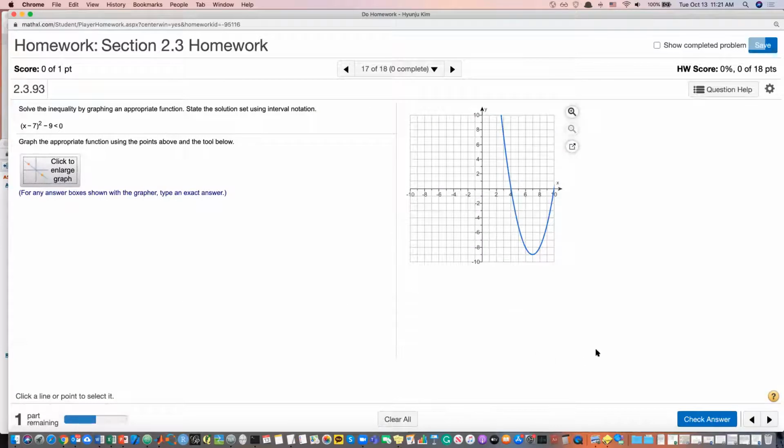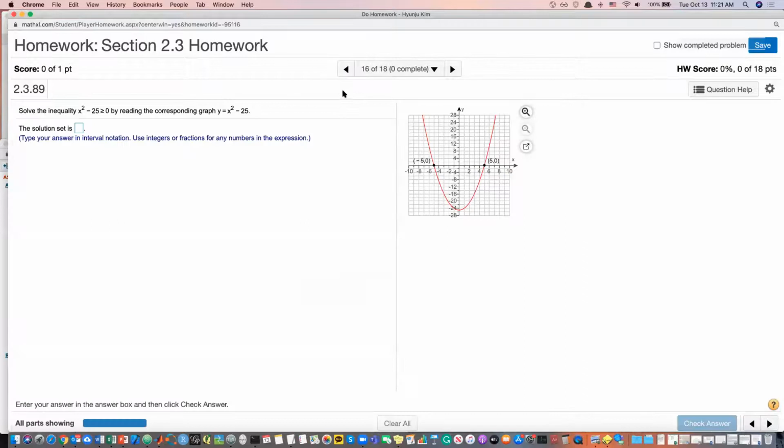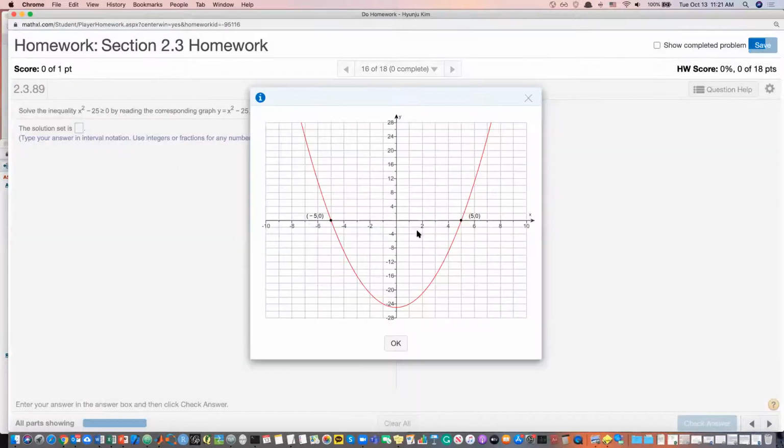Okay. So now let's move to the next problem, problem number 16, okay? So now solve the inequality x squared minus 25 is greater than or equal to 0 by reading the corresponding graph. Okay. This is a graph of the function x squared minus 25. So when you look at the inequality, we want to find the solutions, I mean the x values where y, f of x, is greater than or equal to 0.